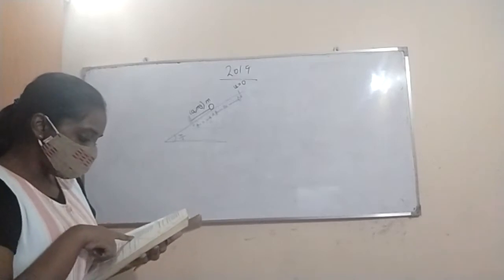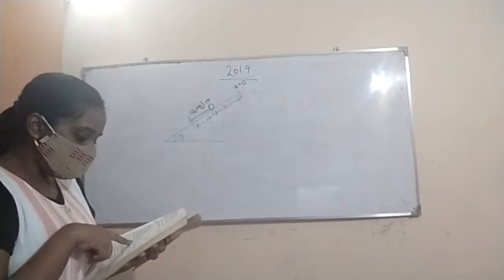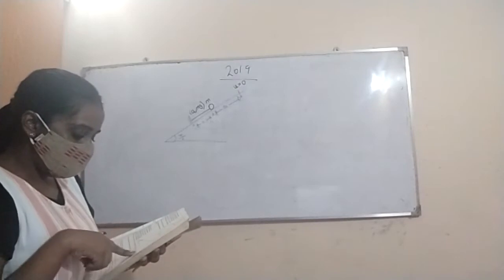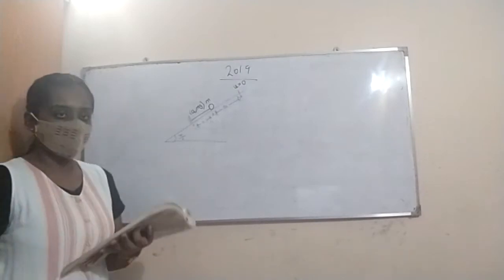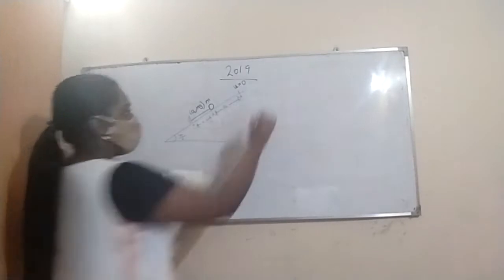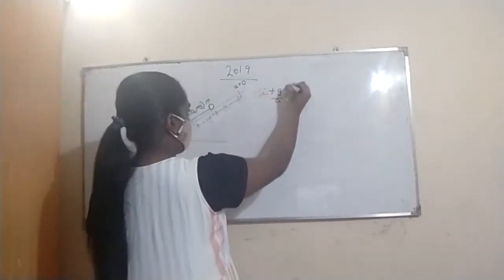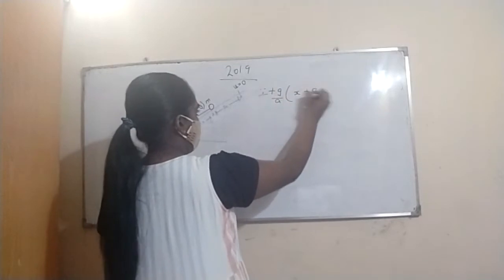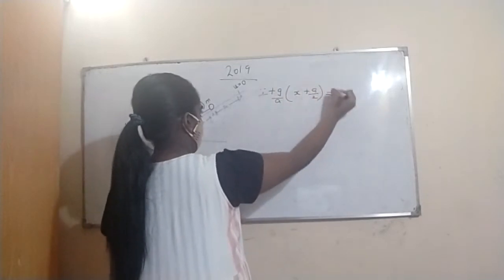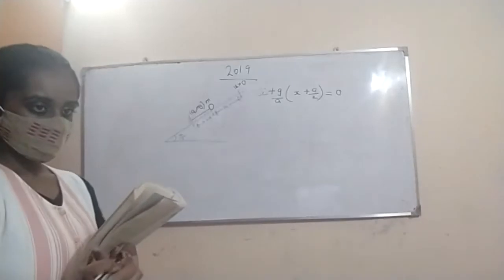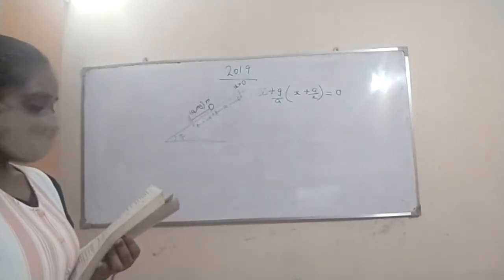Show that the equation of motion of P from B to A is given by, so they are asking us to show the simple harmonic motion equation as x double dot plus g over a into (x plus a by 2) is equal to 0. So we should show this. Okay, so let's see how to show it.